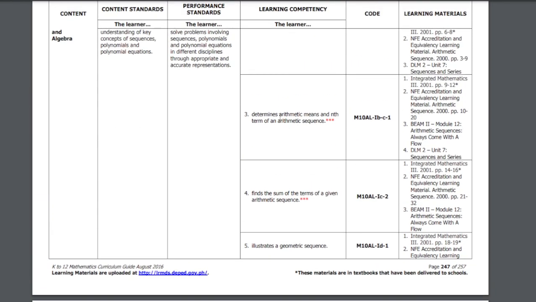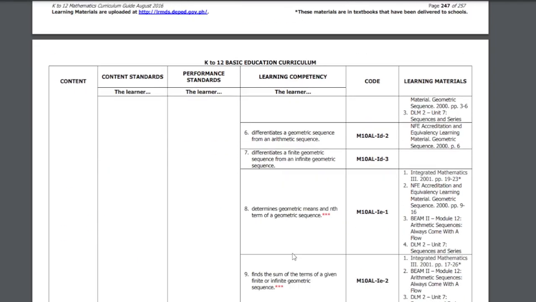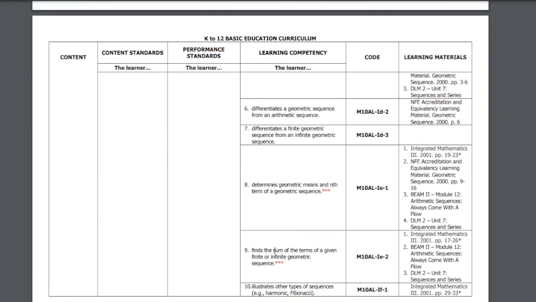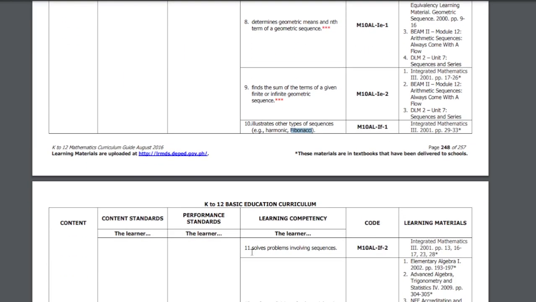Kinda same as this, only it's geometric sequence. Then find the sum of the given terms. Find the sum of the terms of a given finite or infinite geometric sequence. Then we're going to see the other sequences like harmonic, the Fibonacci, and so on. And of course, we are always going to solve problems involving sequences. If we learn a topic, of course, we're going to solve it.